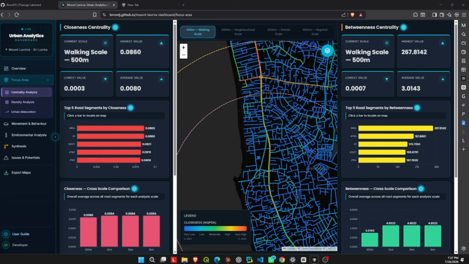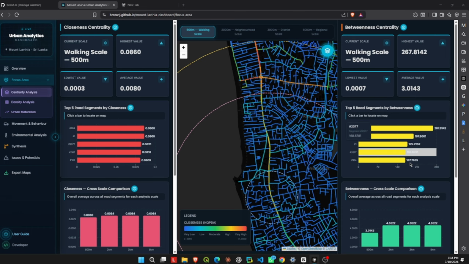Okay, so now we move to the focus area of centrality analysis. This section helps us understand which roads matter most in the model, Lavinia, our study area. It uses two network measures. The first one is closeness and the second one is betweenness. Closeness tells us how easy it is to reach other places from a road. Betweenness tells us how often a road is used as a pass-through route between other places.